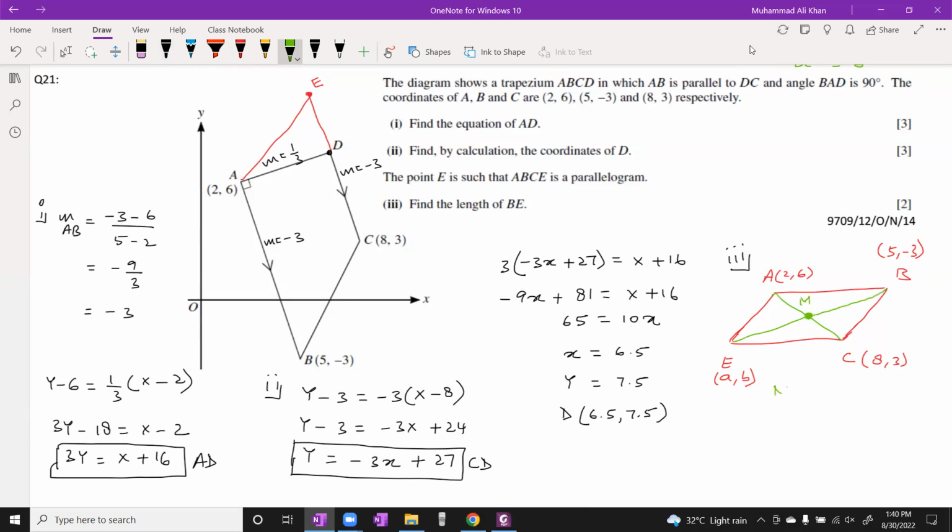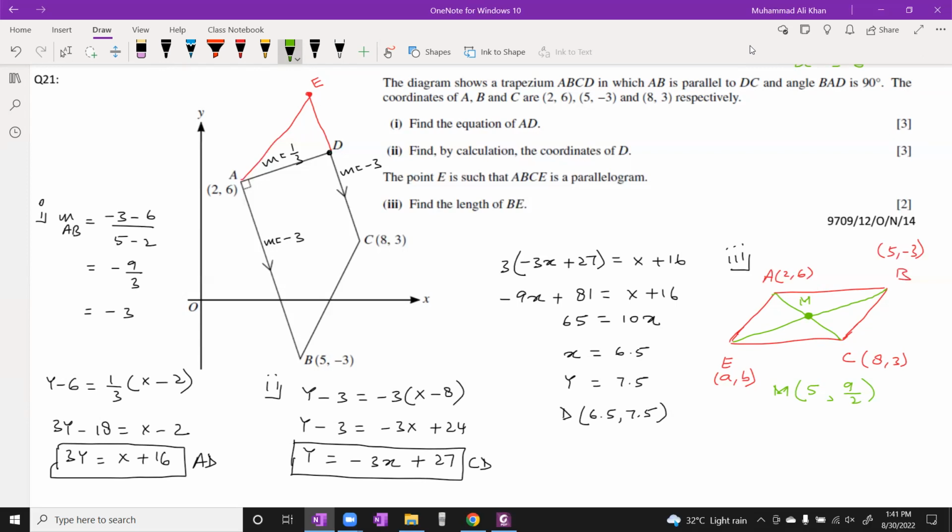I am directly calculating the midpoint. So what will the midpoint be? We calculate the midpoint from AC: 8 plus 2 divided by 2 is 5, and 6 plus 3 divided by 2 is 9/2. Did the midpoint come? Any confusion in this midpoint? Clear? After the midpoint, I am calculating the coordinates of E because the midpoint will remain the same.